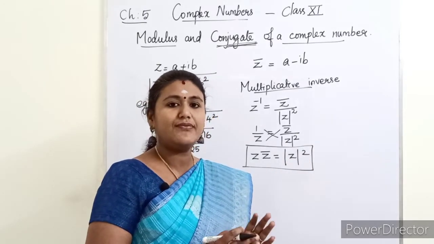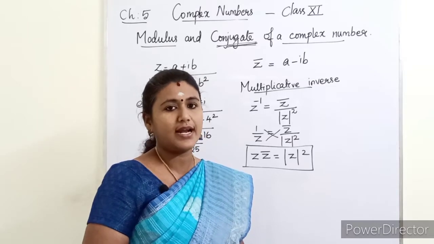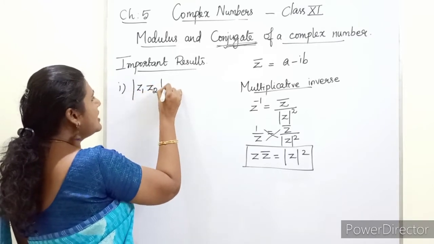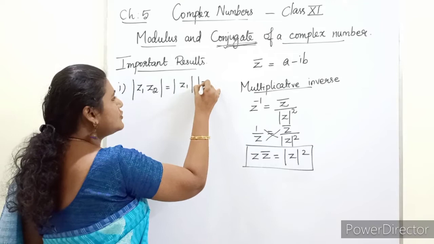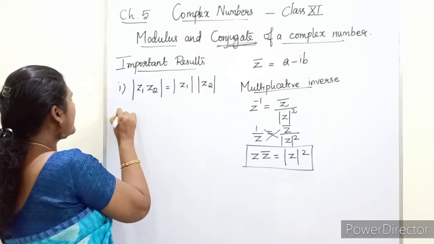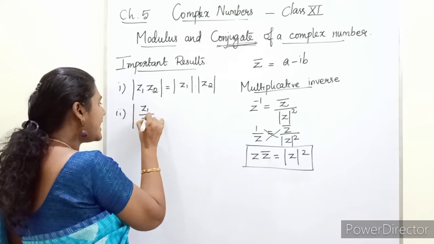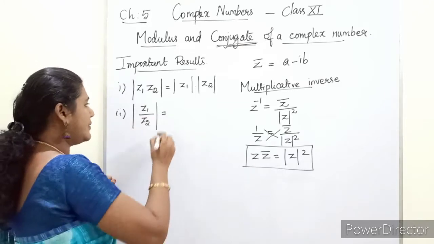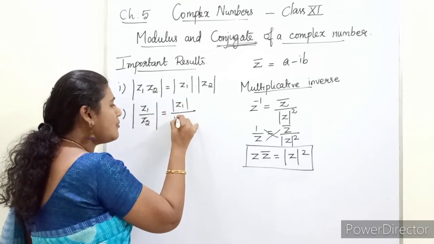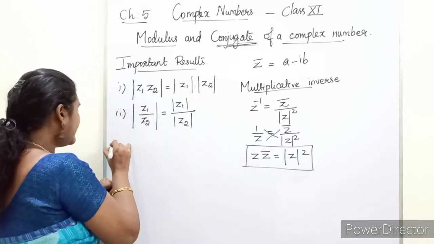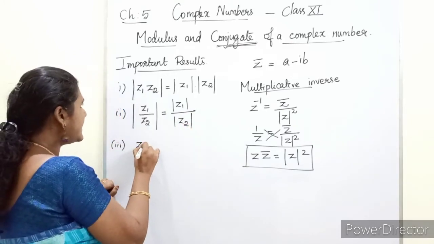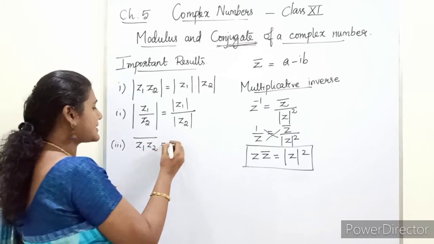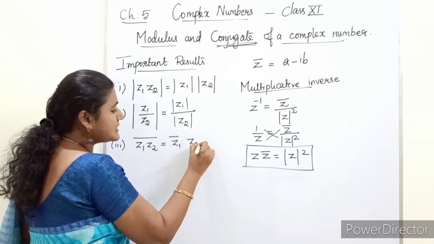Now we are going to see a few important results on the modulus and conjugate of a complex number. One is modulus of z1 into z2 is equal to modulus of z1 into modulus of z2. The second formula is modulus of z1 by z2, that is the division of two complex numbers, its modulus value will be modulus of z1 by modulus of z2. The third one is for the conjugate: z1 into z2 whole bar, that is the conjugate of the product of two complex numbers, is equal to z1 bar into z2 bar.